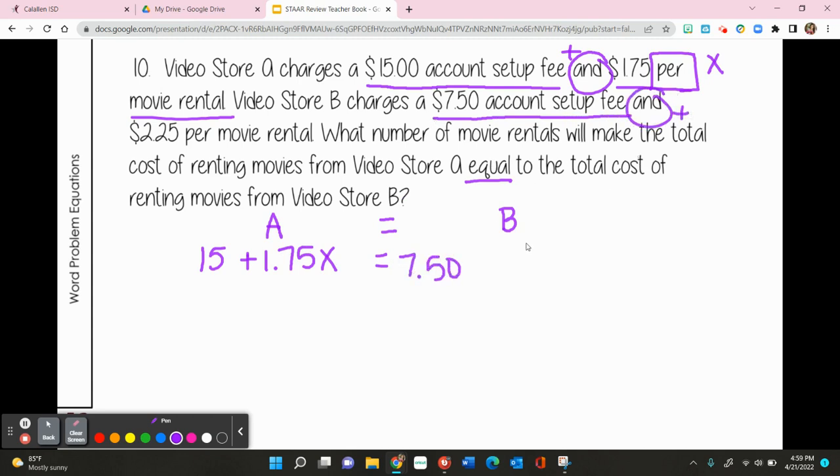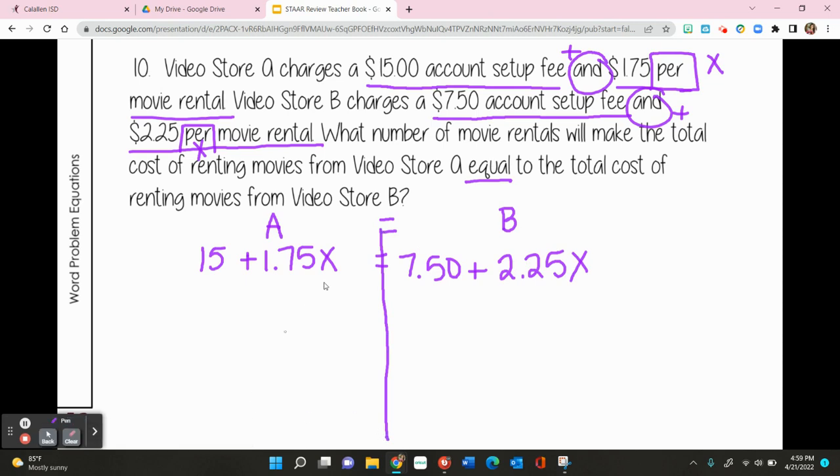And means we are adding $2.25 per movie rental. Remember, per means x. So plus 2.25x. So now we're going to go ahead and solve this. So we again want to see which one of our x's is smaller. Is it 175x or 225x?